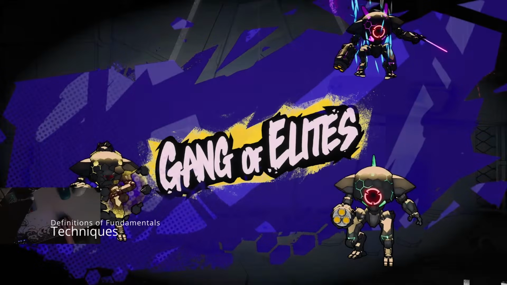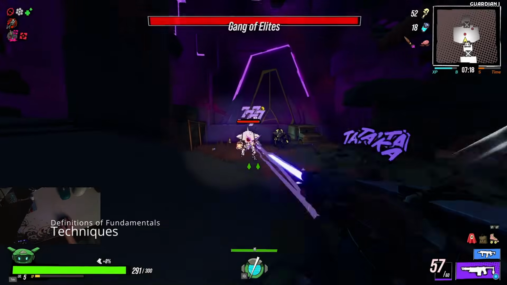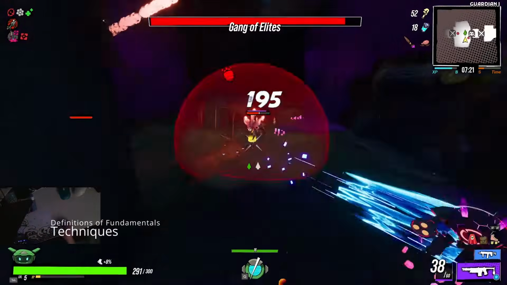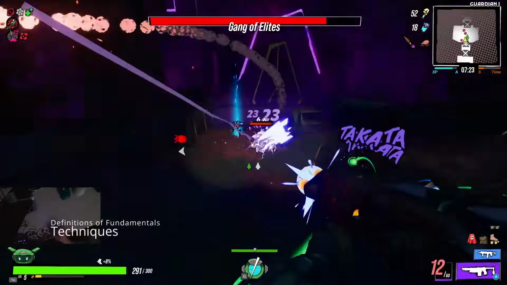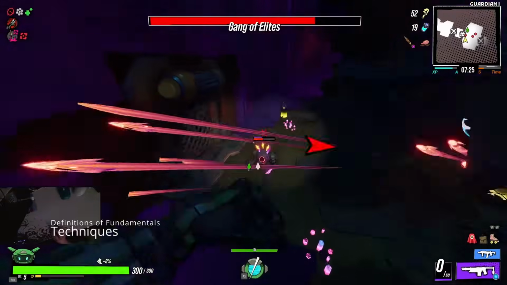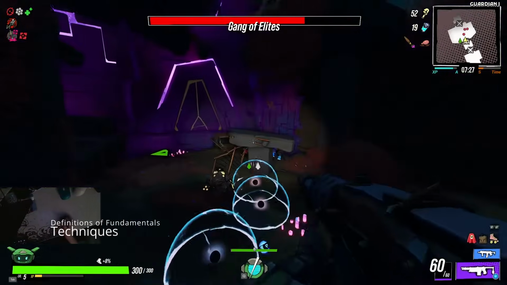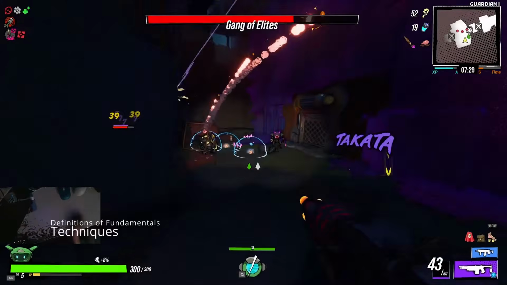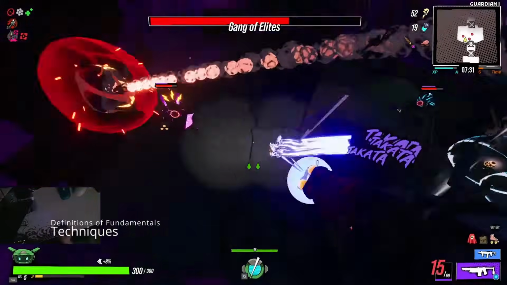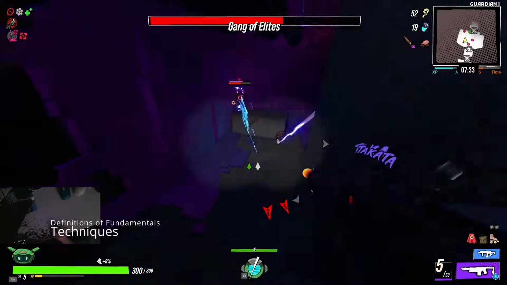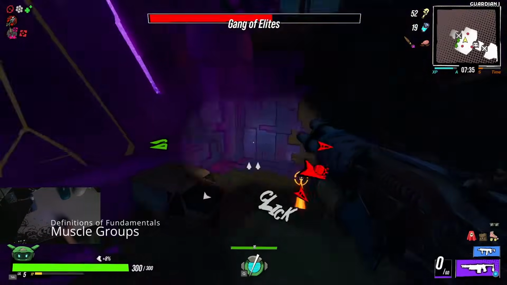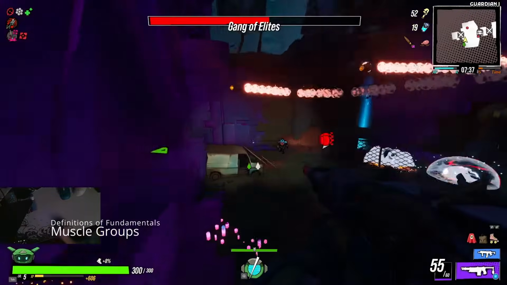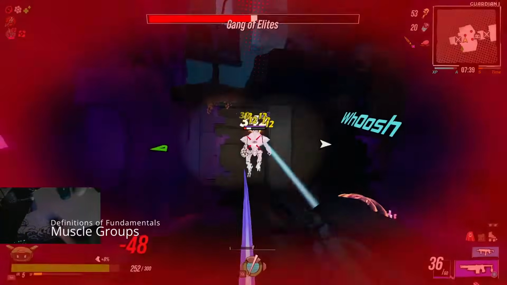So we're going to start out with some simple definitions of some fundamental techniques. When I say a technique, I do not mean a magic bullet that can cure your aim. It's just an approach or a way of thinking on how to play the game, and it takes time and practice to learn. When I say muscle groups, I usually just mean some combination of your arm, wrist, and fingers.